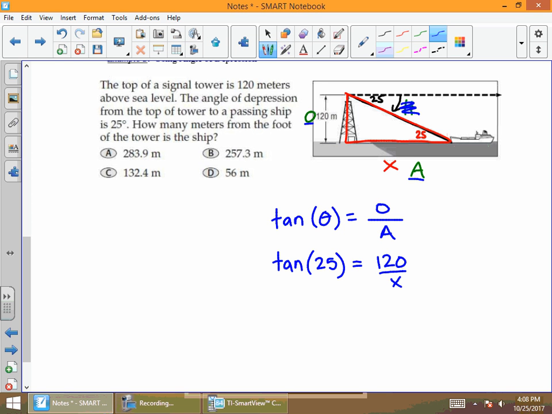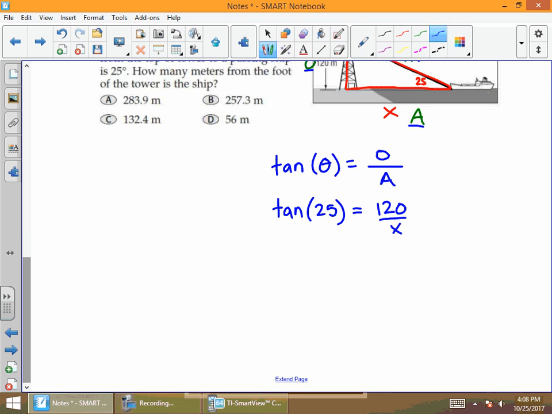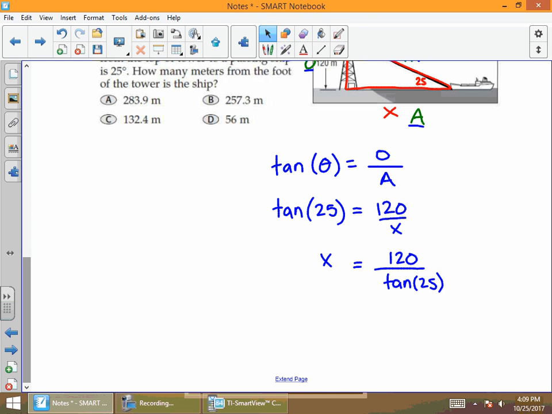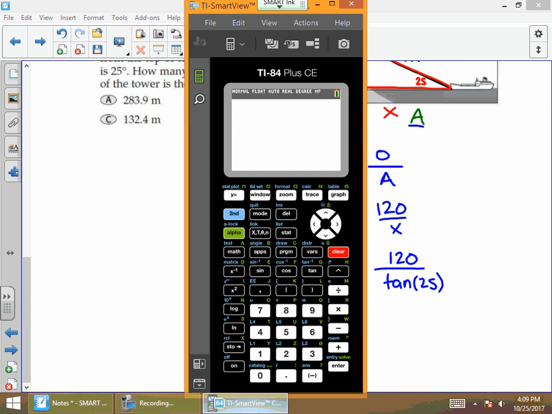And you've probably gotten pretty good at this now. When X is down, I divide. Or I can think about switching places with my X and my tangent. So X will move over here. My 120 is still 120, and the tangent of 25 goes on the bottom. So I just need to put in my calculator 120 divided by the tangent of 25.